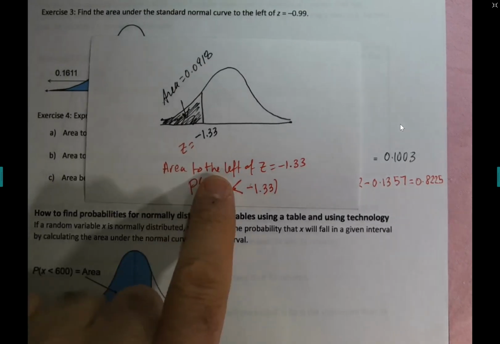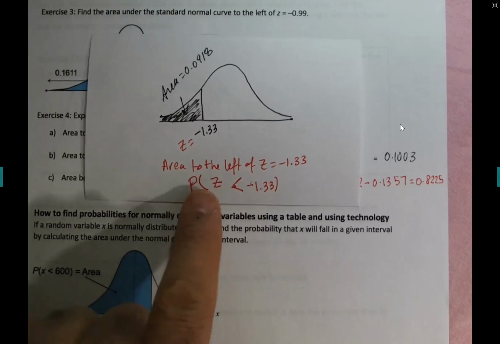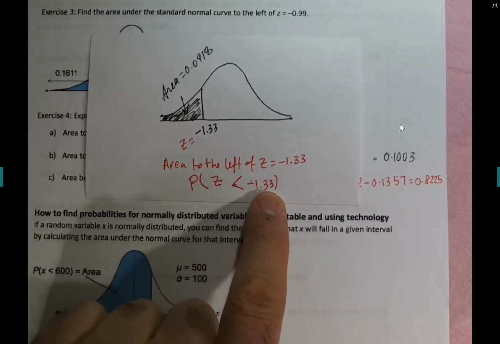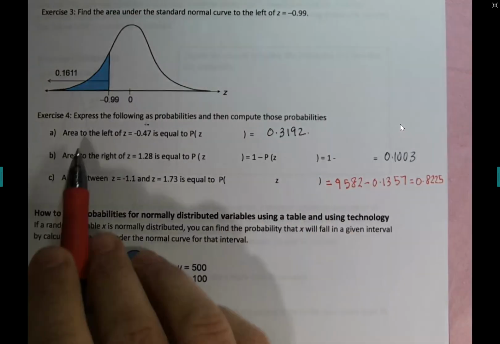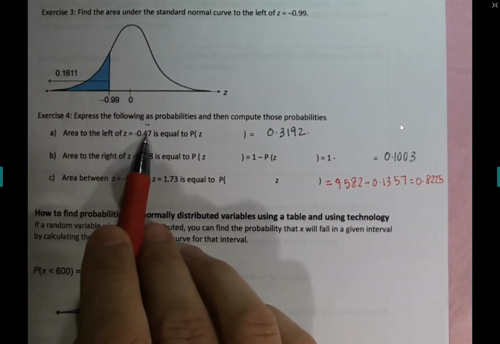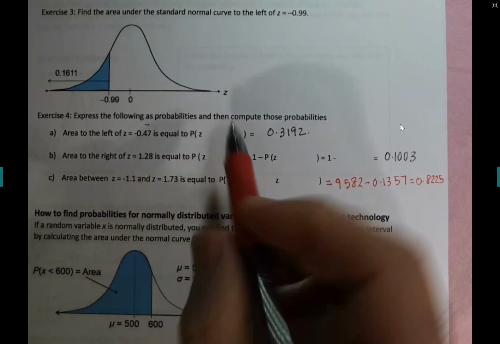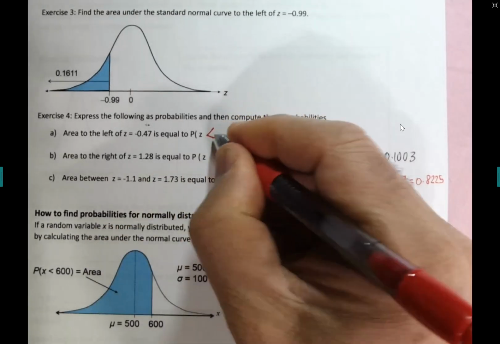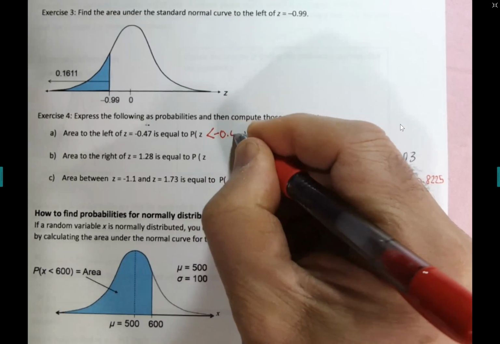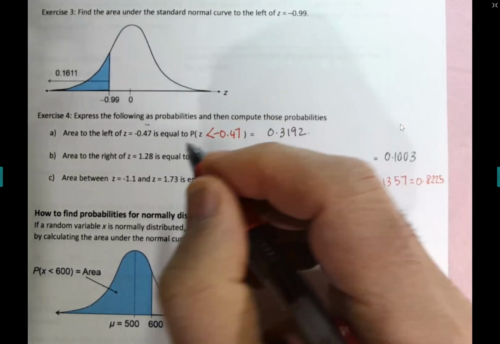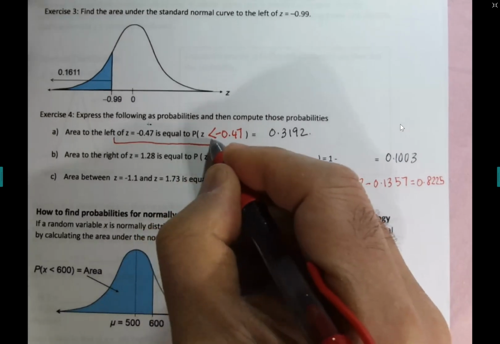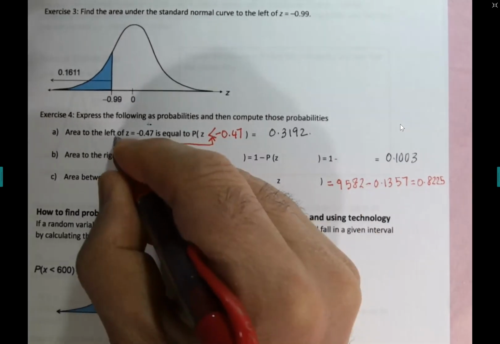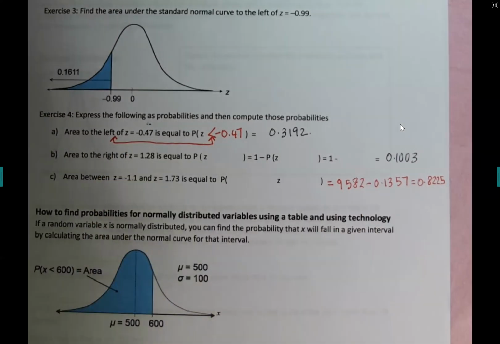So area to the left, guys, means a probability of Z less than the number. And if I go here, area to the left of Z equal negative 0.47 is equal to probability of Z less than negative 0.47. So guys, I'd like you now to associate left with this symbol. They correlate, they mean the same thing.